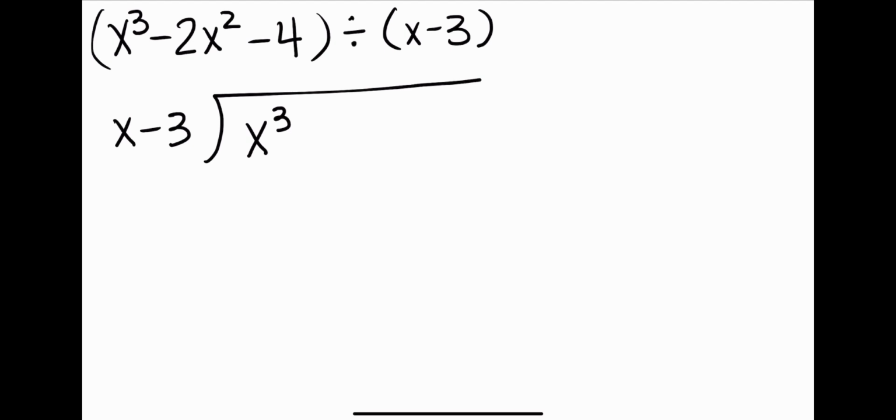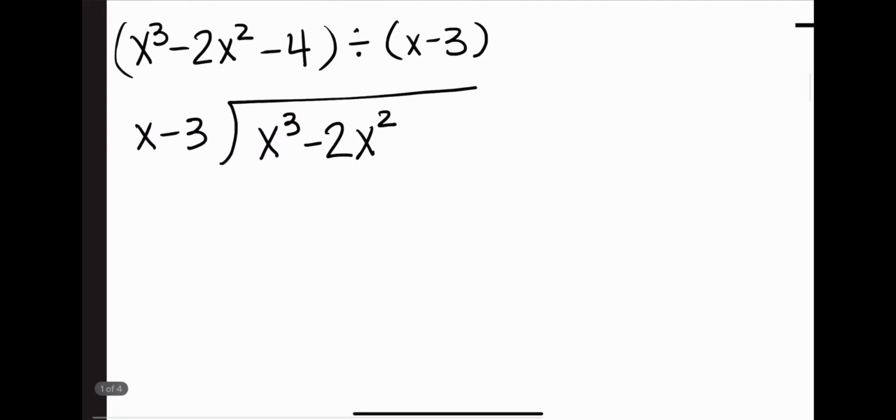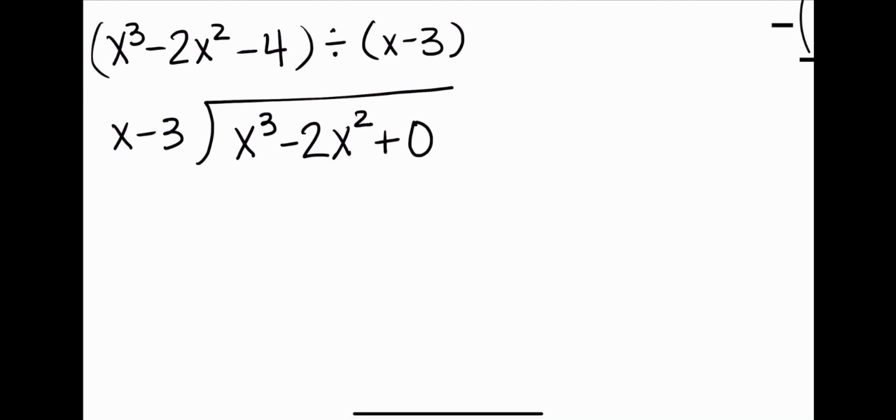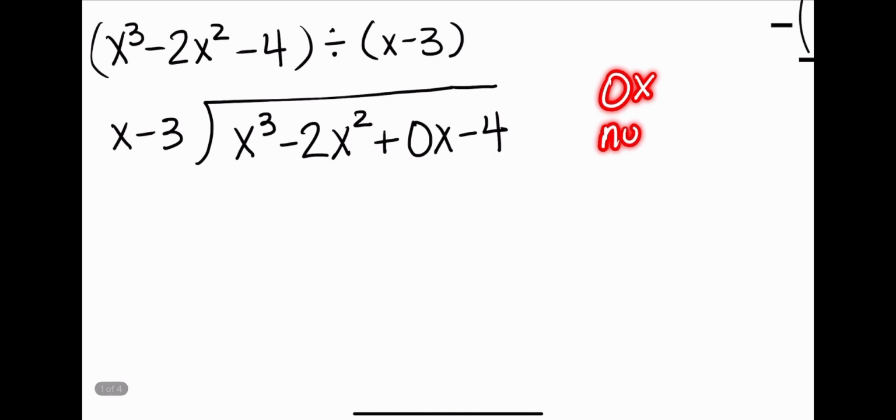So what we're going to do is we're going to write x to the third power minus 2x squared plus 0x minus 4. So since there is no x term, I am allowed to write 0x. Because 0x means no x. So therefore, I am filling the gap of there being a missing x term. I'm filling that gap without changing the problem.